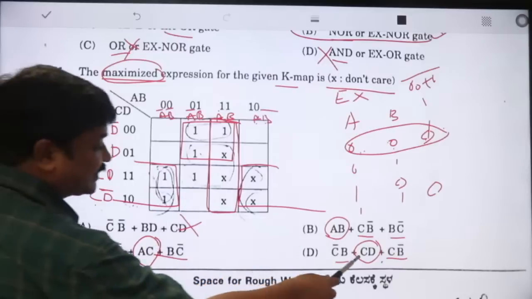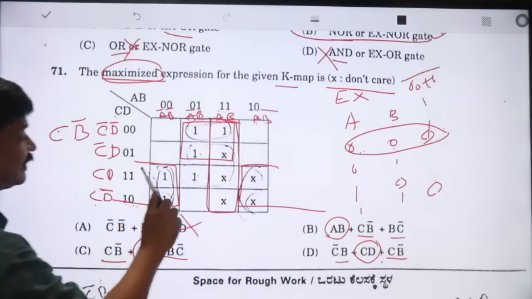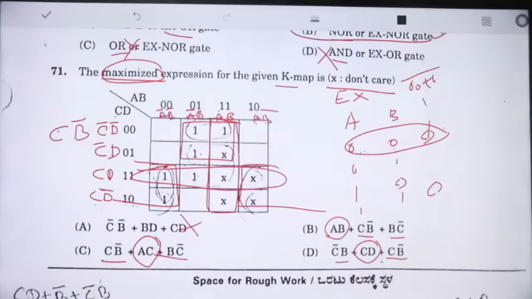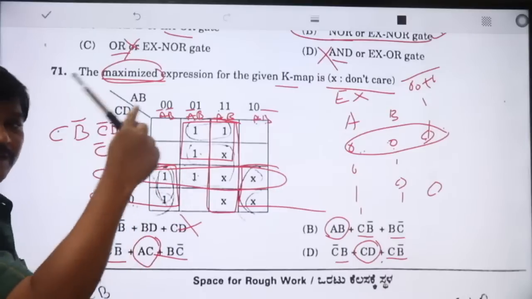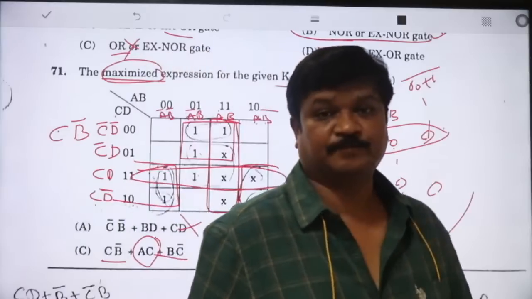And the last one CD, if you see, C and D. So this one we have to remove. For that we can make one quad like this. One original term is required, and with this original term we can do it. So that answer is CD. Option D is the right answer.